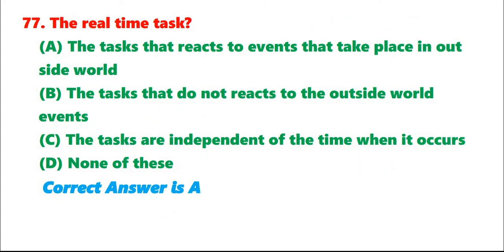77. The real-time task: A. The tasks that react to events that take place in the outside world, B. The tasks that do not react to the outside world events, C. The tasks are independent of the time when it occurs, D. None of these. Correct answer is A.